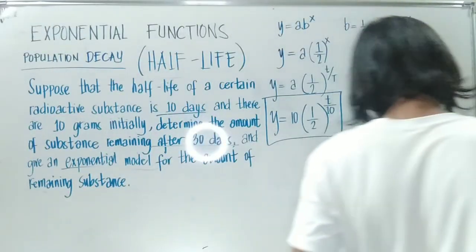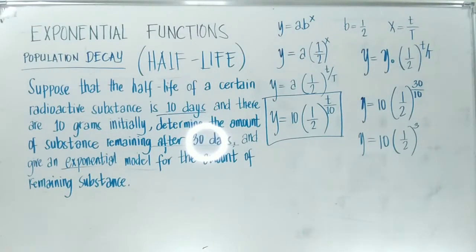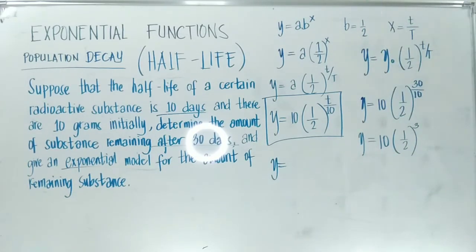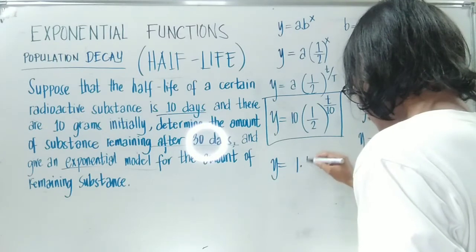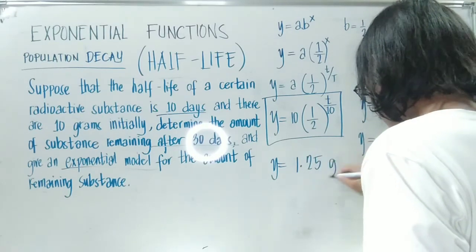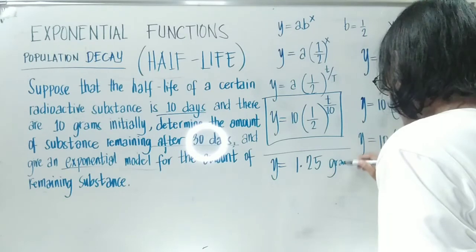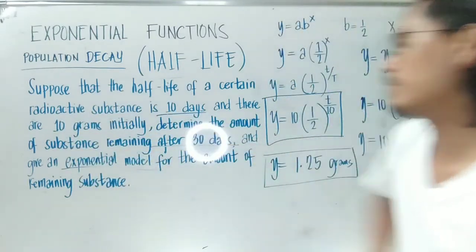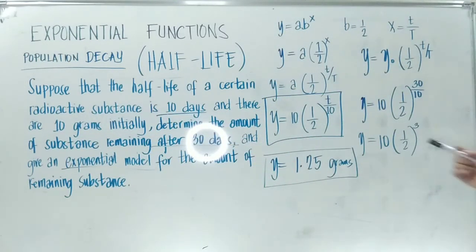And after 30 days, we have y equals, using your calculator, 1/2 raised to 3 times 10. We will get 1.25 grams. So after 30 days, the substance will become 1.25 grams from 10 grams. Okay? So I guess we are clear on this.